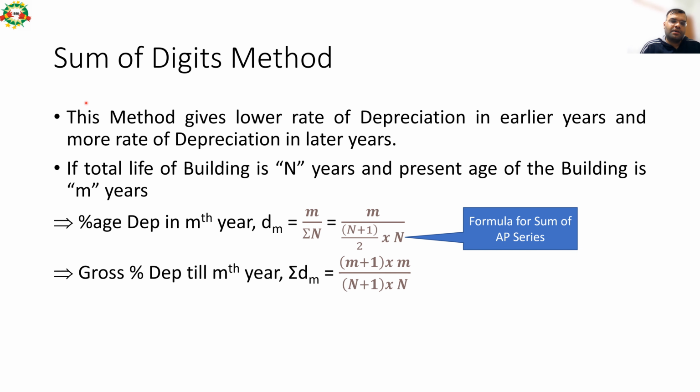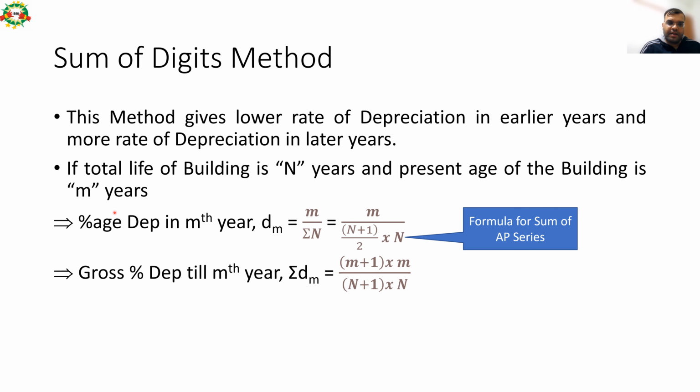Next, the fifth type of calculation of depreciation is the sum of digit method. A 1 mark question can come out of it, or even a 2 marks question can also come. This method gives a lower rate of depreciation in earlier years and a higher rate of depreciation in later years. So a 1 mark theory question can come out of this statement. Then if the total life of the building is N years and the present age of the building is M years, right?